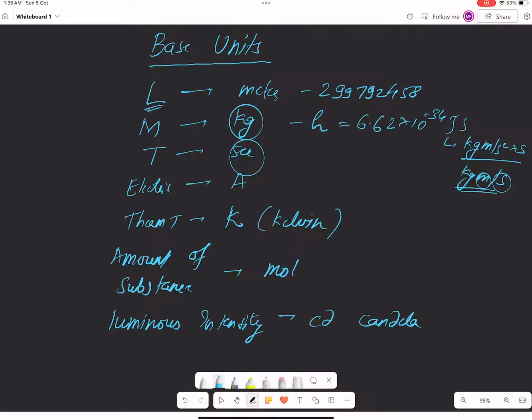So we are taking this cesium element, and the frequency of cesium in hertz is 919263177, and this is per second.